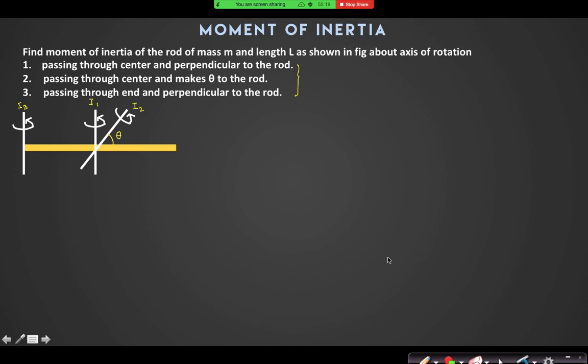Have you done it? So is the last one ml squared by 3? Yes. And for the second one, is it ml squared by 12 into sine squared theta? Yes.